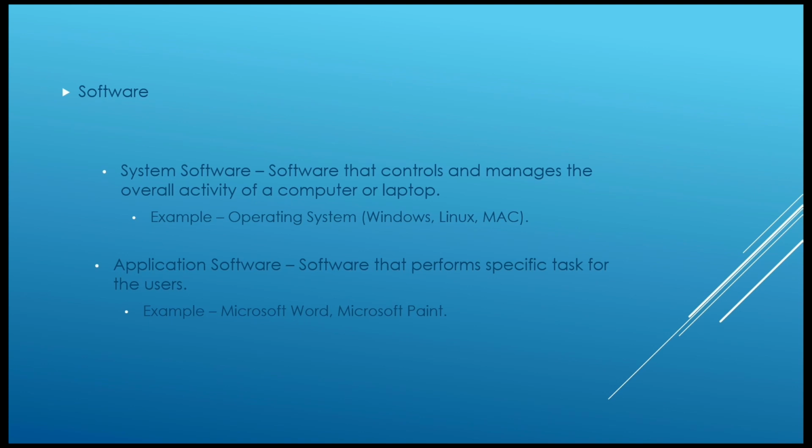Windows, Linux, Mac, there are different operating systems. And the second is application software. Application software is software that performs specific tasks for the user. For example, Microsoft Word. In Word, you can type a document. In Paint, you can draw a picture. So these are all called application software. So these are the software, hardware, and benefits of the computer we discussed in this video.